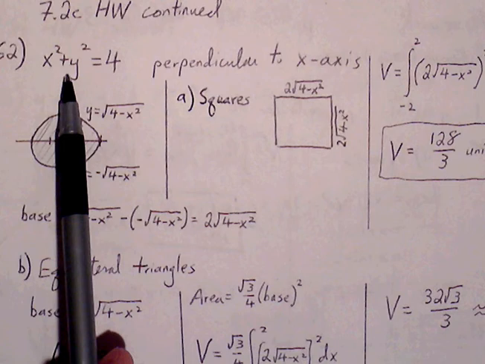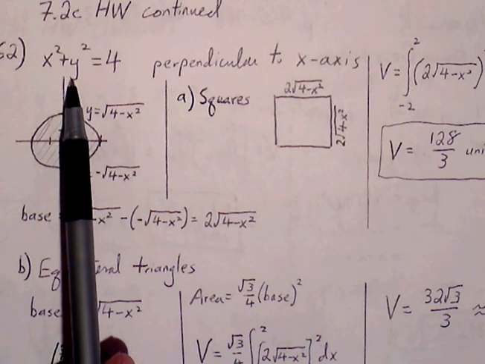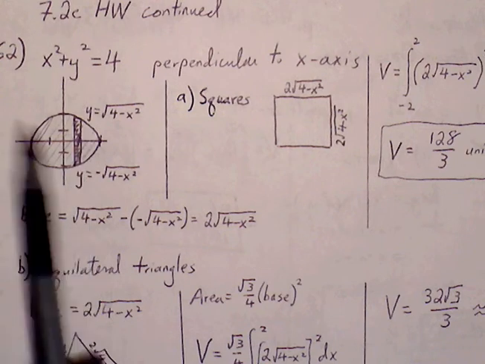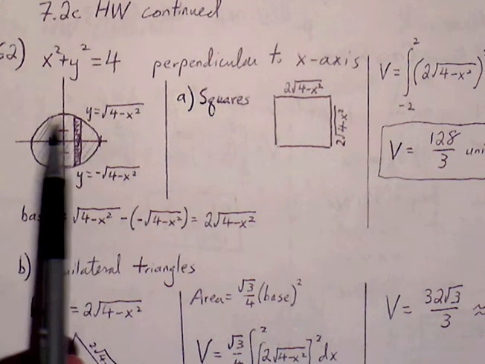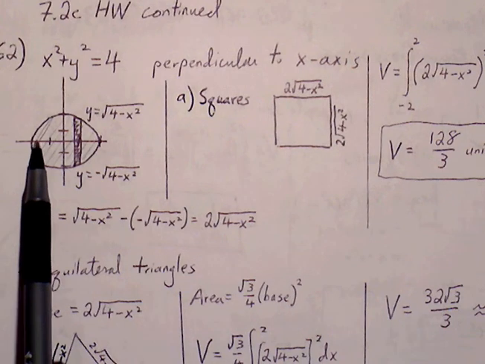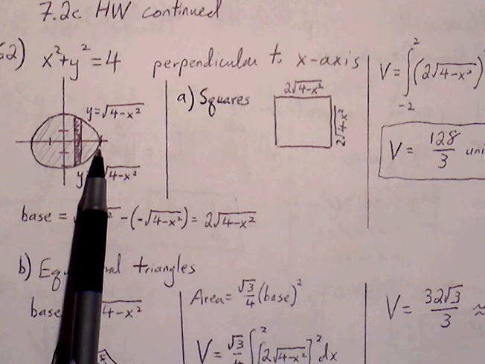So when we solve for y, we're going to get y is equal to plus or minus the square root of 4 minus x squared. And the positive square root will be the portion that is above the x-axis. The negative square root will represent the portion that is below the x-axis.